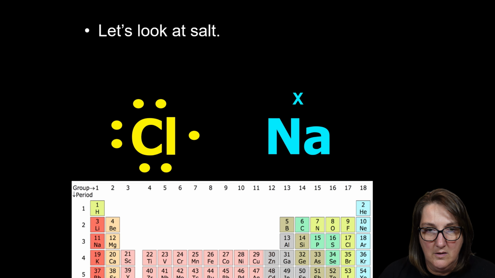So let's look at salt. I have chlorine, which has 7 valence electrons right here. And I have sodium, which has 1. Here's sodium, and I have 1. So just looking at it, you can tell me what's going to happen. Is sodium going to want to get rid of 1 or bring in 7? Is chlorine going to want to bring in 1 or get rid of 7?